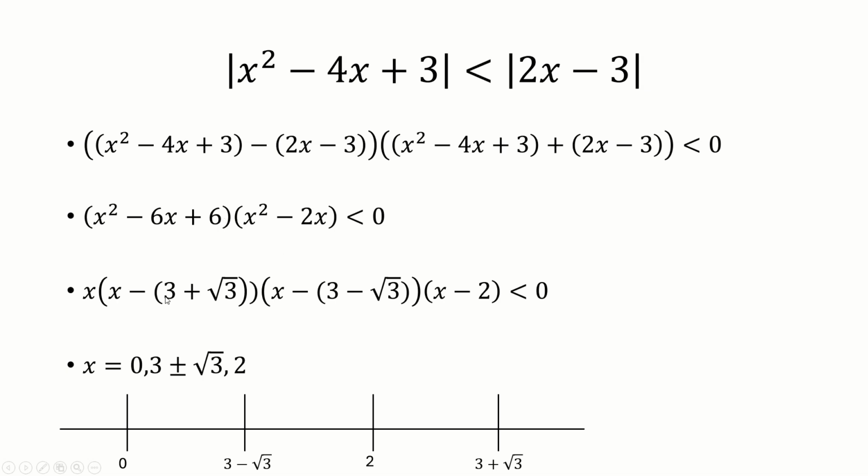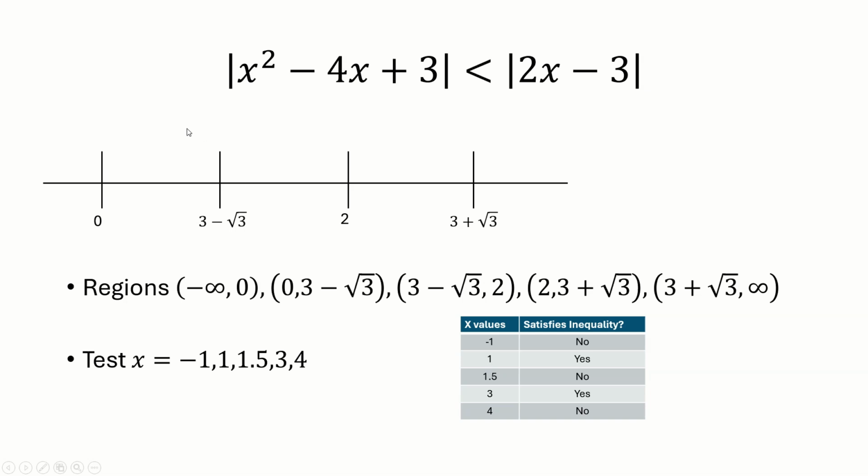Use the quadratic formula to get x minus the quantity 3 plus root 3, and then x minus the quantity 3 minus root 3. So set each of these factors equal to 0 to get 0, 3 plus or minus root 3, and 2. So then you just draw the intervals. So here there's going to be 1, 2, 3, 4, and 5 different intervals, as you can see here, that we need to test.